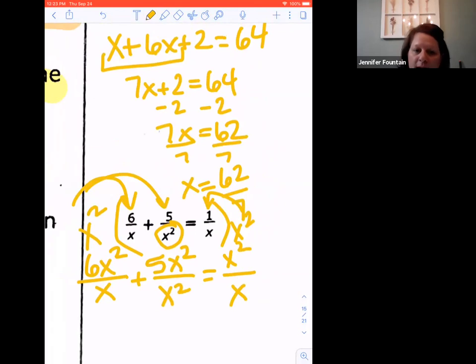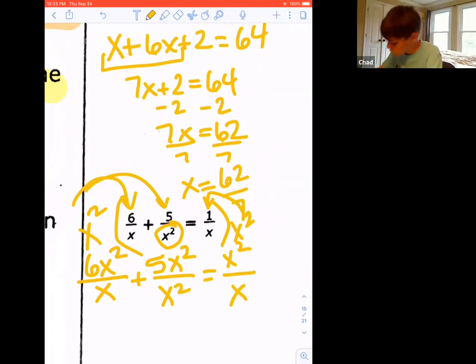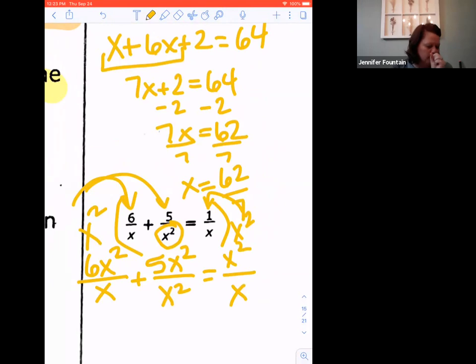Are you good with how I ended up with 6x squared over x plus 5x squared over x squared equals x squared over x? Wait, how come you change the 1 to an x squared? Oh, because x squared times 1 equals x squared. There you go. So now I can start simplifying.